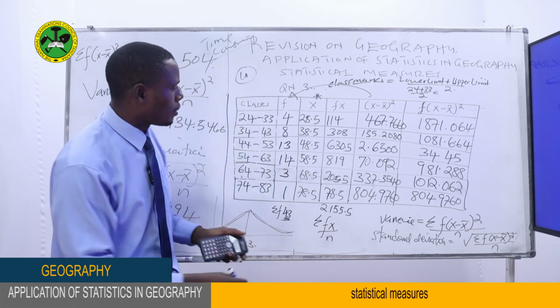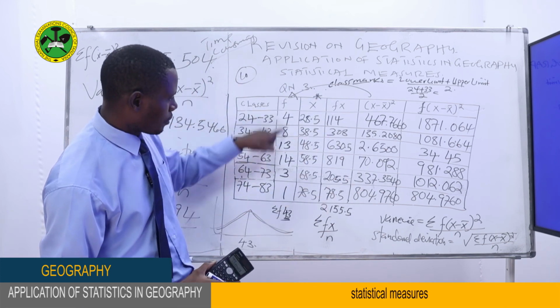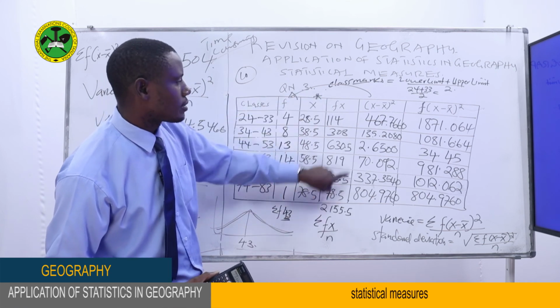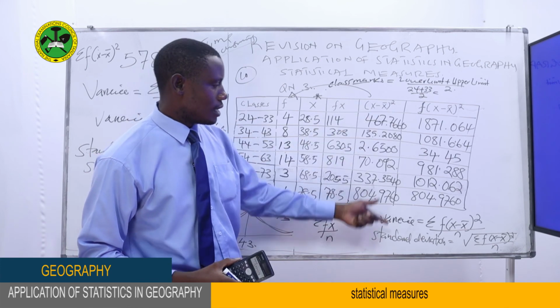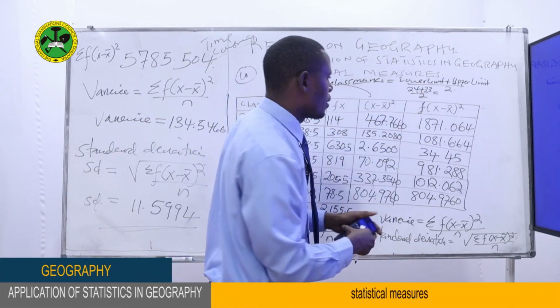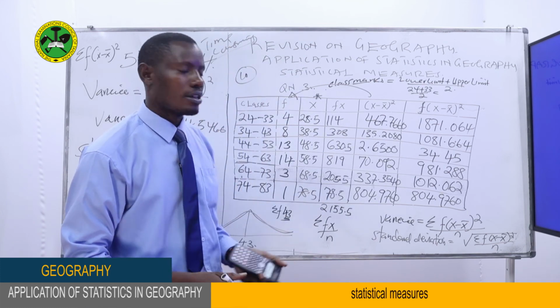But to solve it, if at all you have the accurate table, you have the classes, frequency, x, then you find the fx, then you go for the bracket x minus x bar squared, and the last one, because you are hunting the summation of f bracket x minus x bar squared. So that's the end of that particular question.